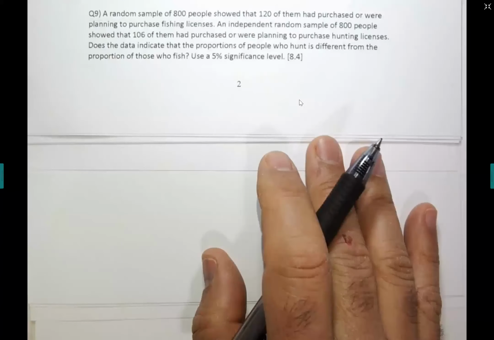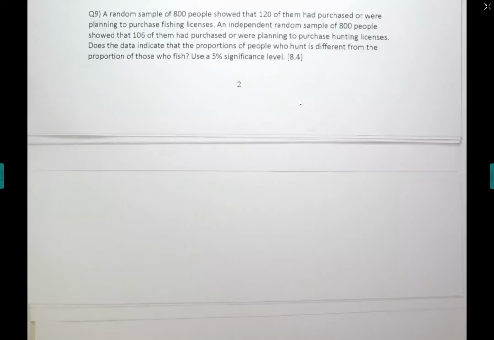A random sample of 800 people showed that 120 of them had purchased or were planning to purchase fishing licenses. An independent random sample of 800 people showed that 106 of them had purchased or were planning to purchase hunting licenses. Does the data indicate that the proportion of people who hunt is different from the proportion of those who fish? Use a 5% significance level.